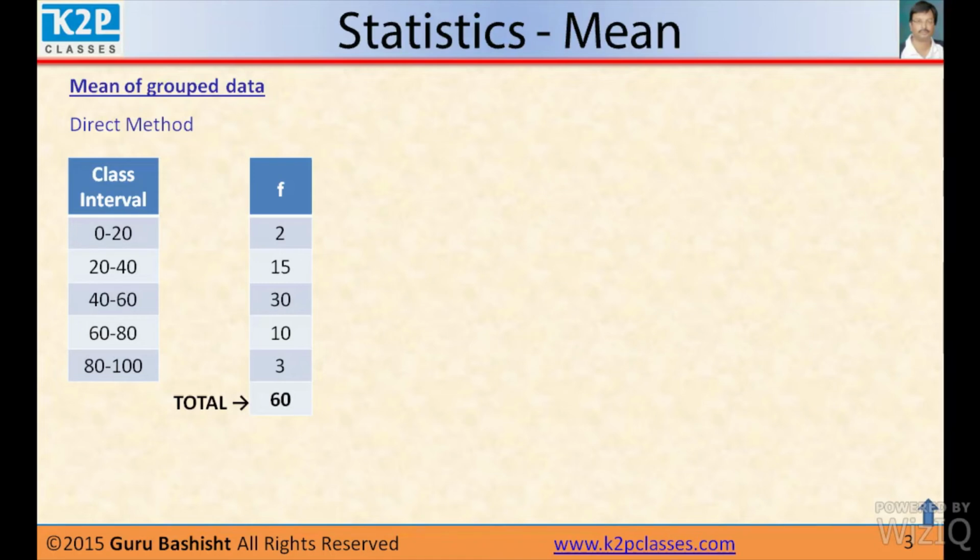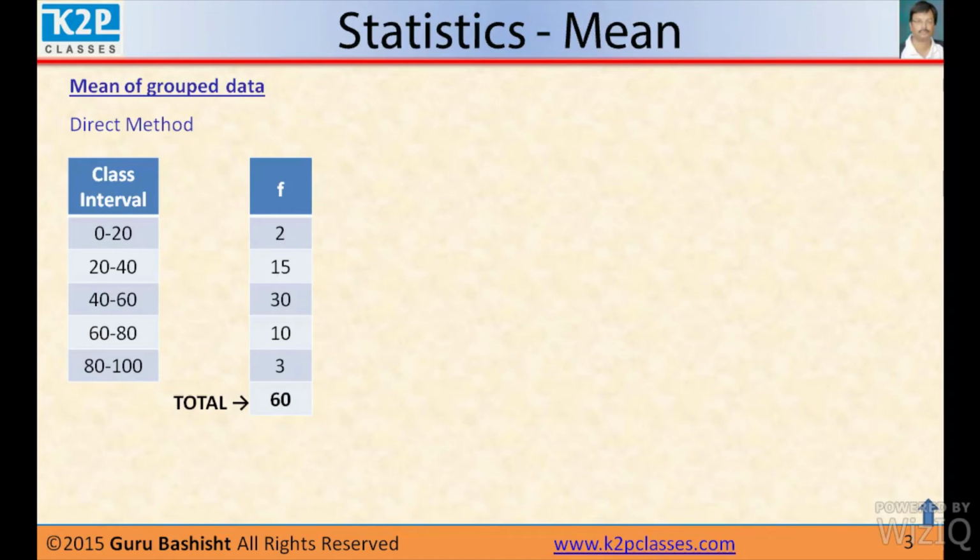What is the difference between group data and raw data? With raw data, you will find a very accurate average. With group data, you will not find the exact average, but you will find the approximate average.